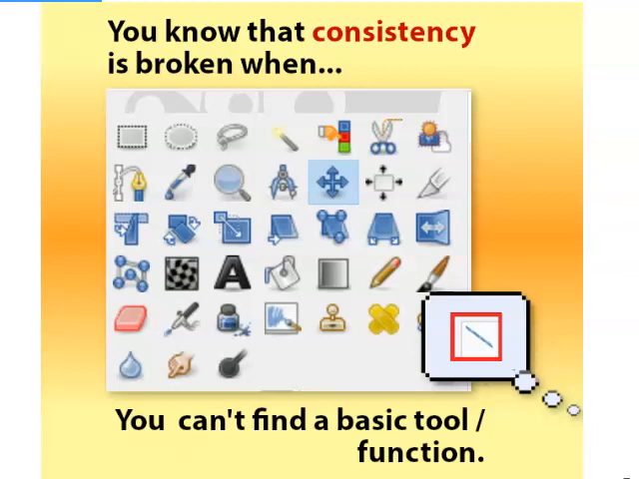On the screen, we have a screenshot of GIMP's toolbar, and one of the tools that's missing is the straight line tool. Almost every other graphics program I've used, from Photoshop to Paint, has a dedicated straight line tool which is extremely easy to find. Unfortunately, this isn't the case with GIMP. Having said that, GIMP's not all bad.